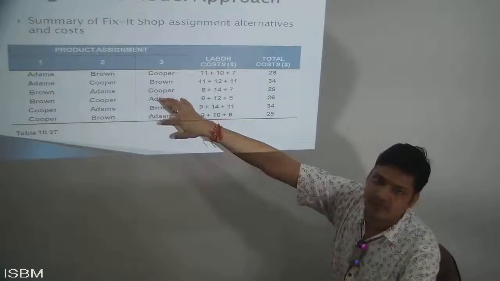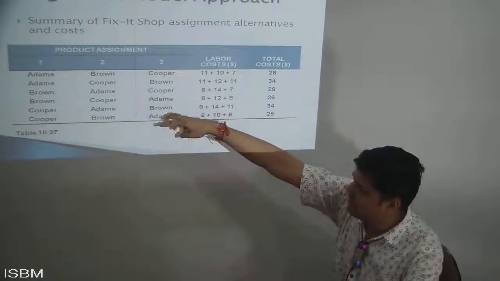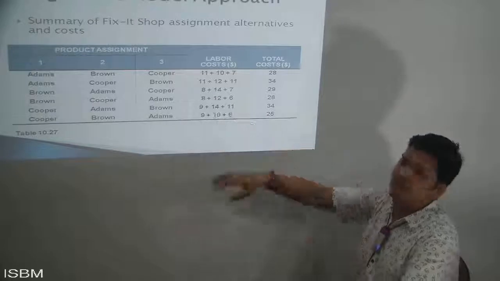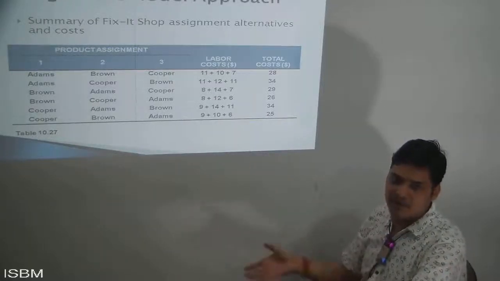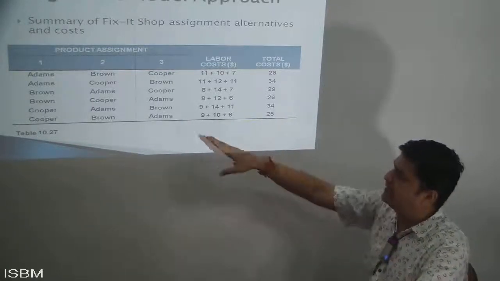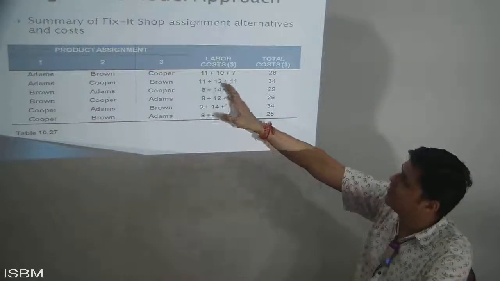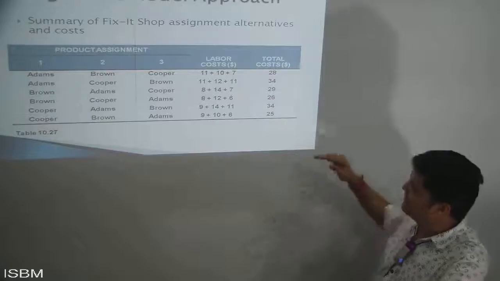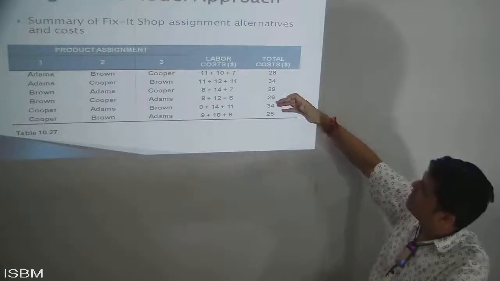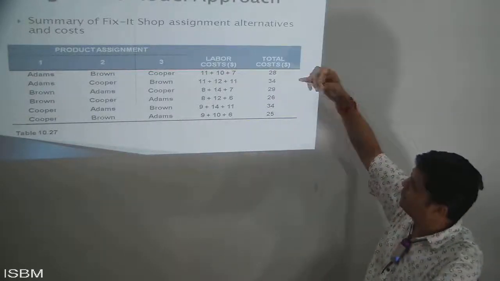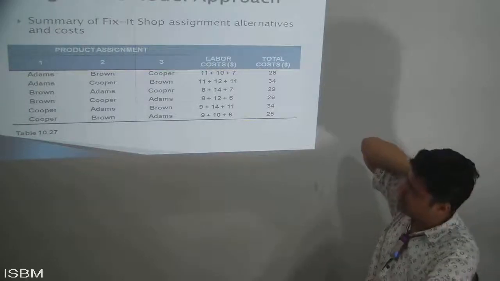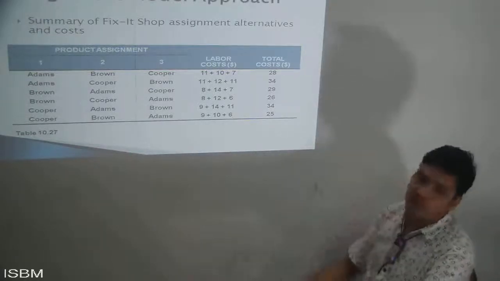The first job is the same for everyone, but the second and third jobs change the possibilities. For the second and third jobs we added, and we have seen the total cost. So 34 is the maximum total cost, assigned to Adams, Cooper and Brown for the first, second and third job assignment.